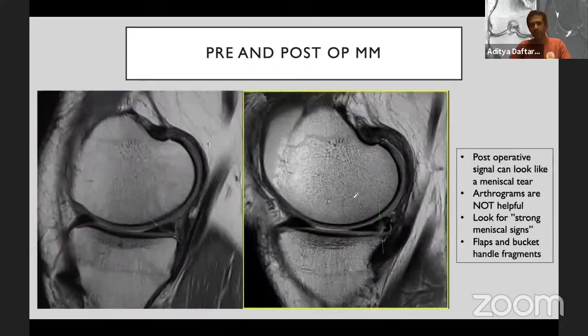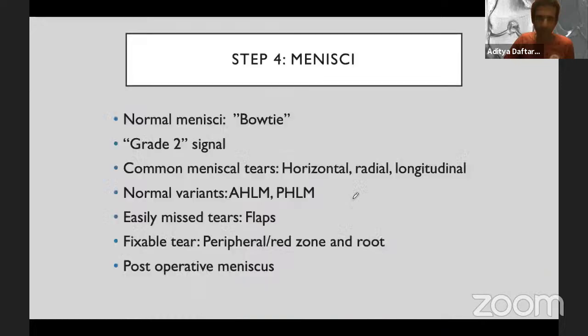Post-op meniscus, just a quick word. You can see high signal, linear high signal in a post-op meniscus. Normally what we say is if you can find flaps, you can find bucket handle fragments, then you're definitely going to call something as being a retorn meniscus. If you see high signal along with strong meniscal signs, then that is a good sign of a retorn meniscus. But if you just see high signal and there are no meniscal signs, then we tend not to call that. And in today's day and age, I don't think there's a big role for arthrography in differentiating a tear versus just a post-op change.